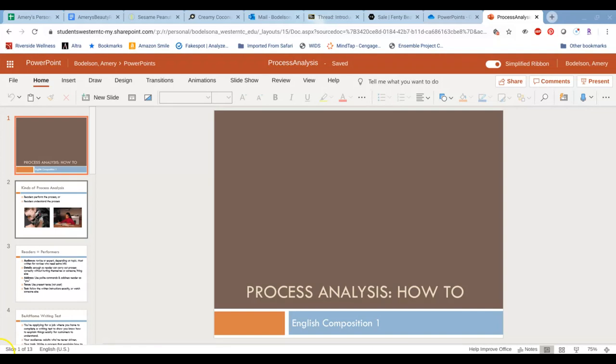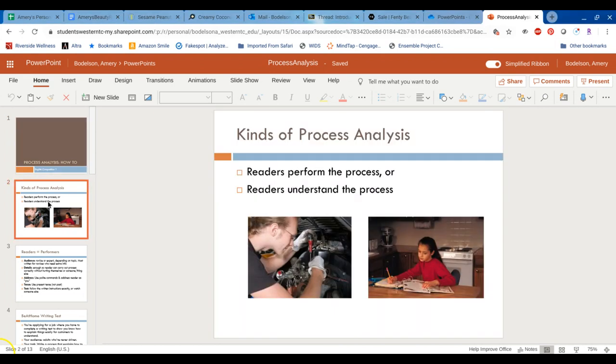Hi, everyone. Your first essay that you're writing for English composition is your process analysis essay, which is essentially a how-to essay. And there are two types of process analysis.